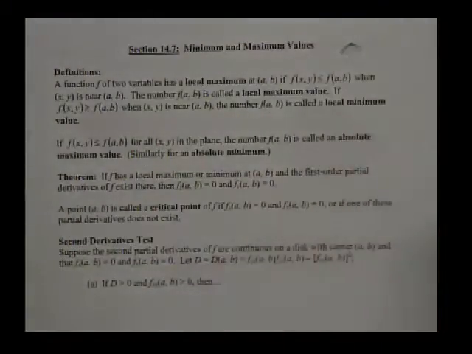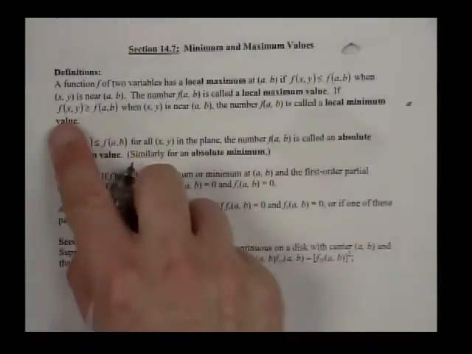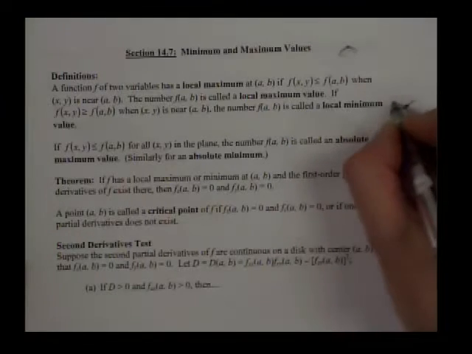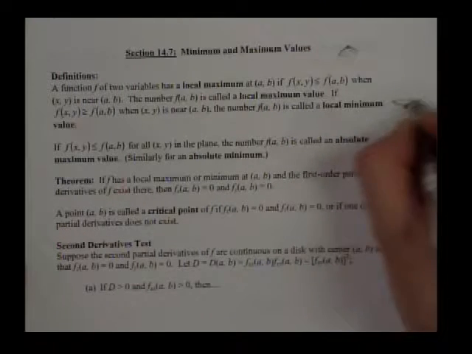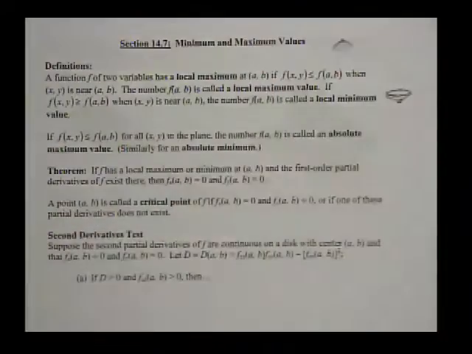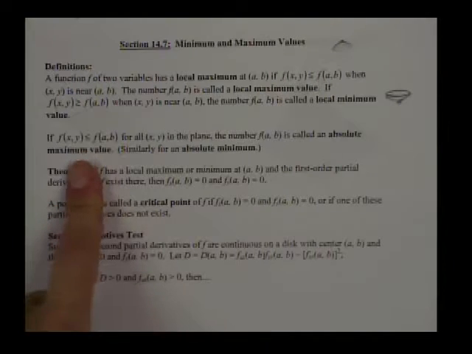And then local min, it would just have to be, so there's f(a, b), and then all of the other z values around it are bigger. So it would be at the bottom of a hill or valley, whatever you want to say. That's local max. Absolute max is if it's the biggest one, the highest z value on the entire graph.